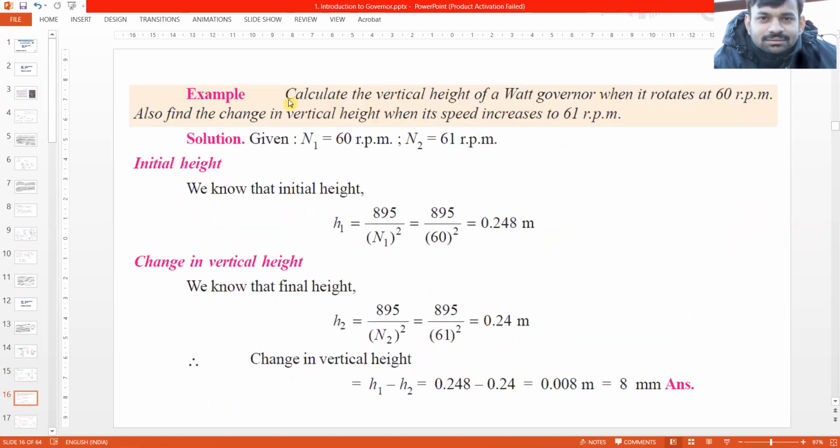So let's solve an example. Calculate the vertical height of the governor when it rotates at 60 rpm. So the value of n is given to us.